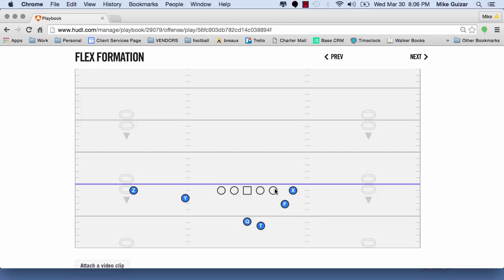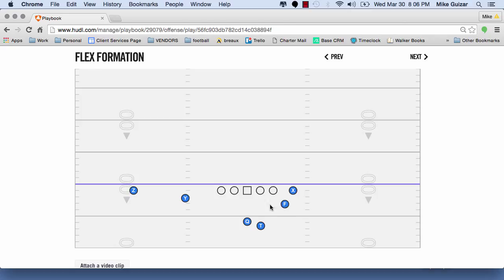Now, like any offensive play, we need 7 men on the line of scrimmage. That means even with the 5 interior linemen. So on this formation, flex, X is even with them, so he's on the line of scrimmage, and Z is even with them, so he's on the line of scrimmage. Y and F are the receivers off the line of scrimmage.